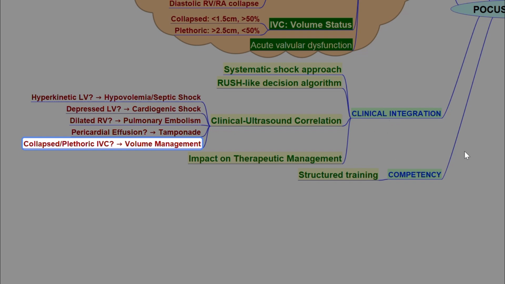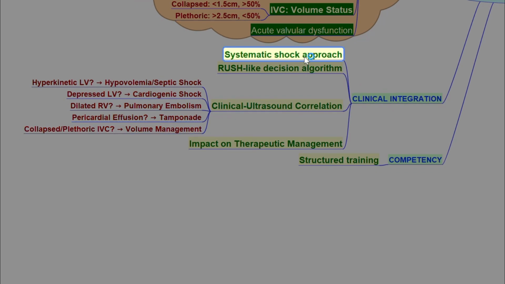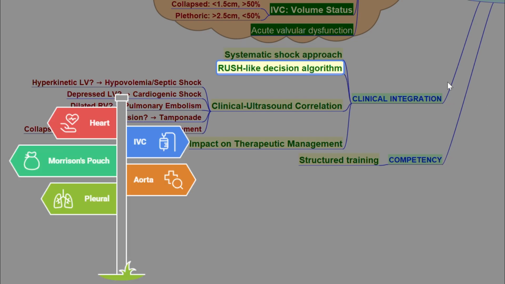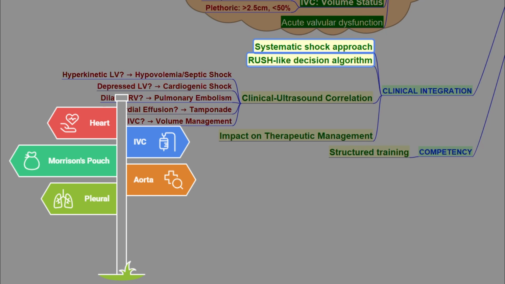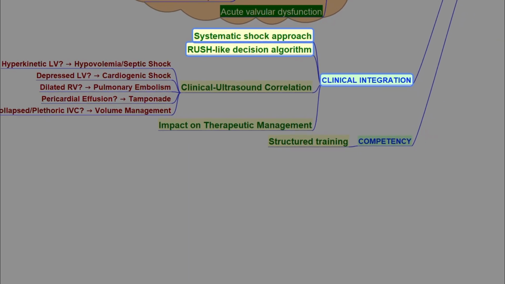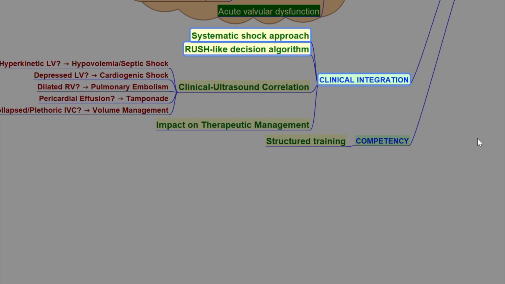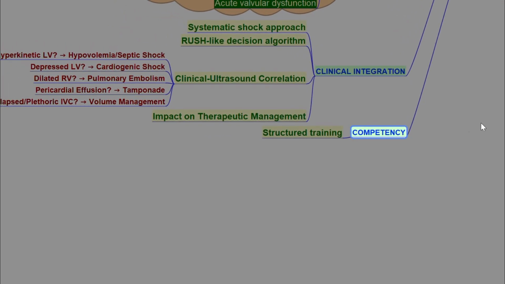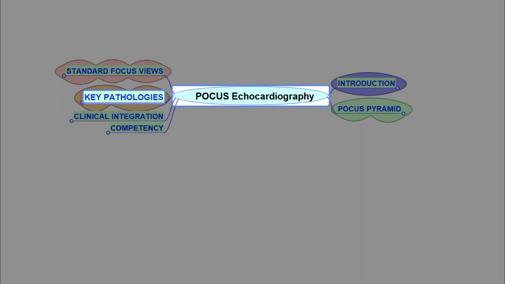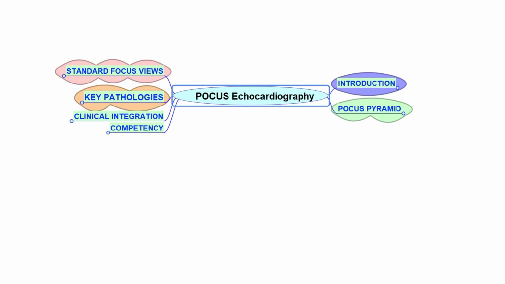And when you are faced with that undifferentiated shocked patient, remember the RASH protocol. This powerful tool helps you rapidly assess the pump, the tank, and the pipes to identify the cause of shock within minutes. Finally, always remember that proficiency in POCUS relies on a foundation of competency. It's built through structured training, supervised practice, rigorous validation, and the regular maintenance of your skills.